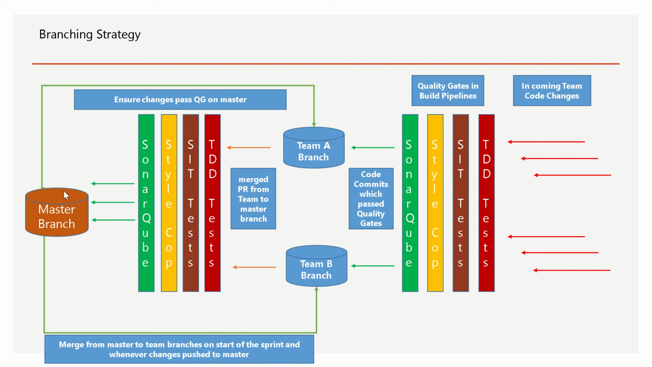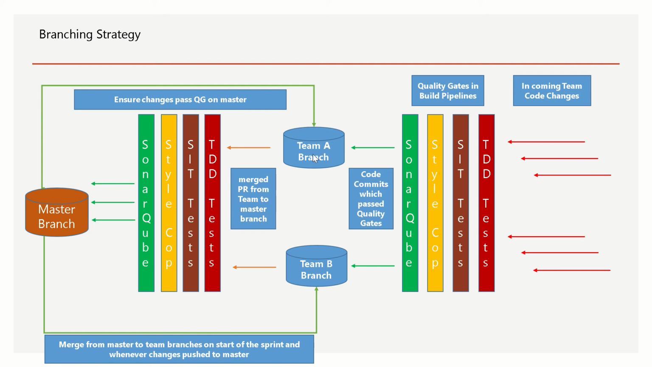Okay, and also one more thing I would like to say here: whenever a new sprint starts, what the developers have to do is there should be an activity called a merge from master branch to the team branches. There should be one task called a merge from master branch to team branches, and allocate some time to it. So what's the use of that? At the start of every sprint, merge from master to team branches, and whenever changes are pushed to the master branch. This is the best practice, my dear friends.